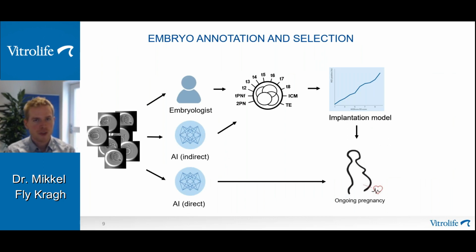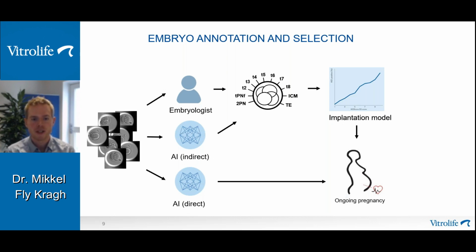So, going back to the overview from before, I've now covered some of our AI algorithms for indirectly predicting the chance of pregnancy by automating morphokinetic and morphological annotations. The advantage of these methods is that they are somewhat transparent, in that the embryologists can for themselves verify the AI predictions and potentially also modify them.